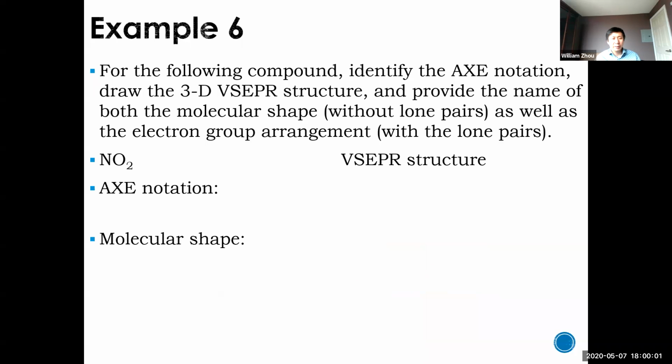And example 6 is tricky because you got the special one with the Lewis diagram. It makes no difference, okay? Just because this guy has a single lone electron, it doesn't mean you change anything about the X notation. That single electron still does the job. It will repel the molecule down. So it's still AX2E, and the shape is bent.